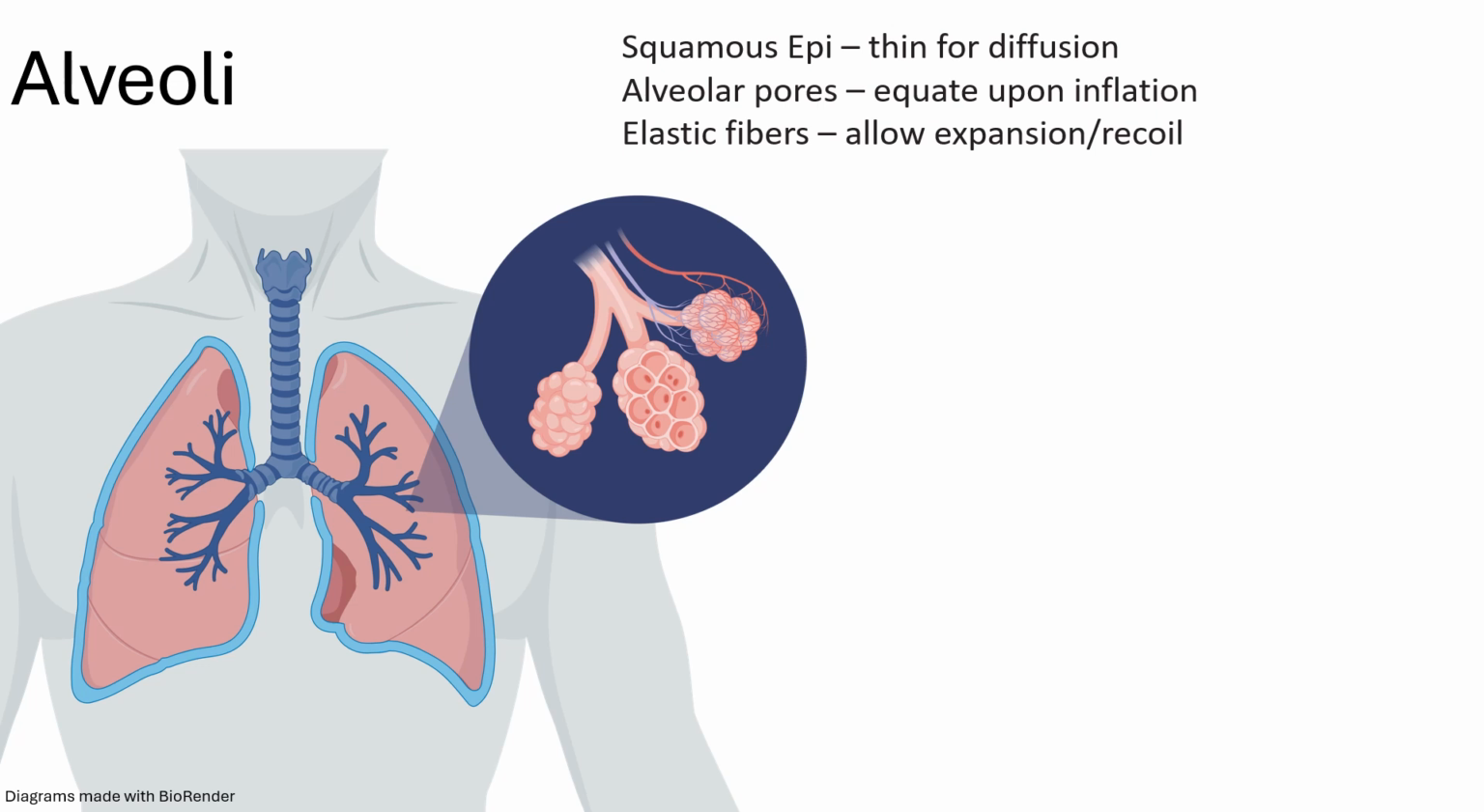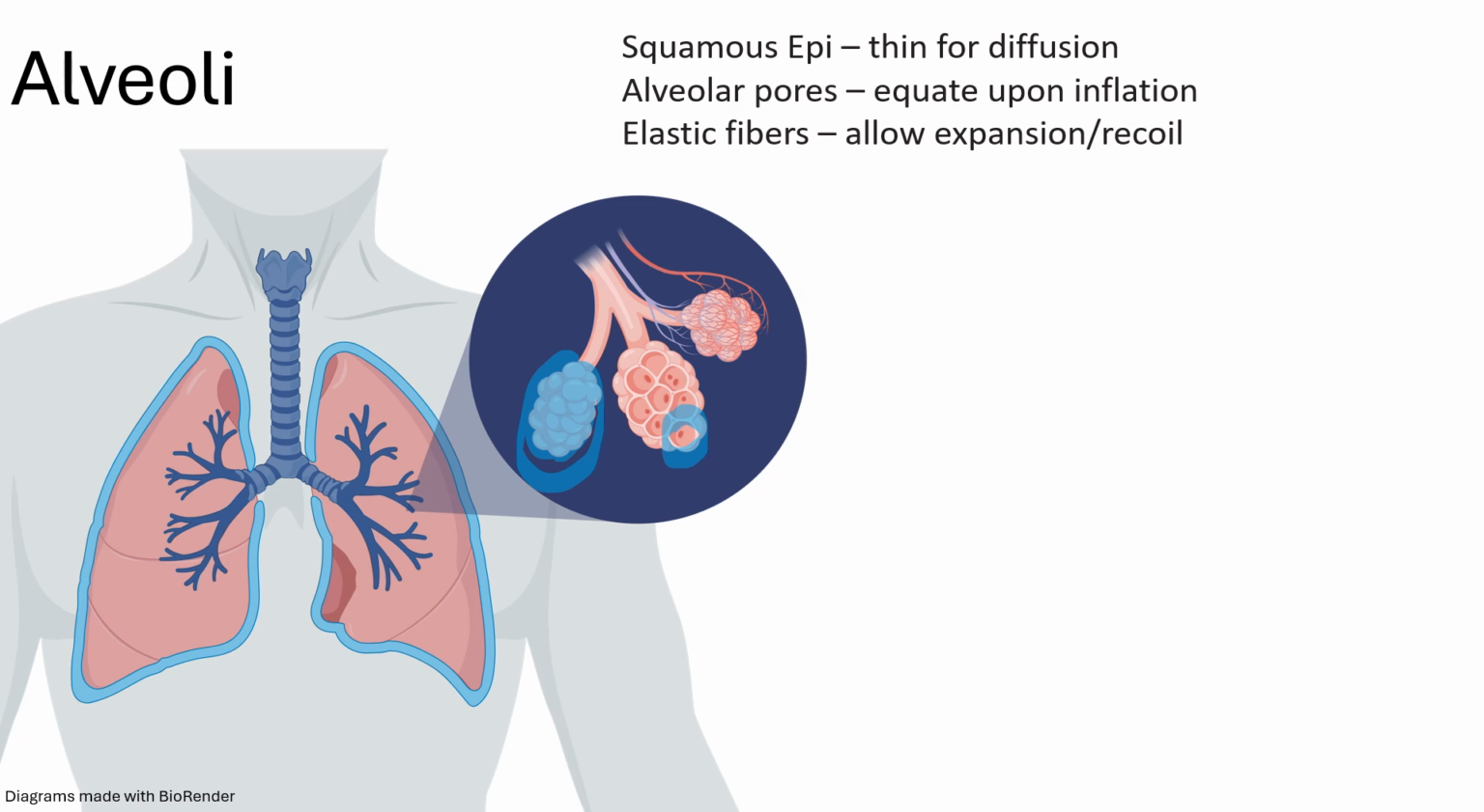Alveoli is a word that literally means sac. So an alveolus is just one of these little bubbles right here. But alveoli don't work alone. Alveoli are usually found in clusters like this. So alveolus is singular, alveoli is plural.